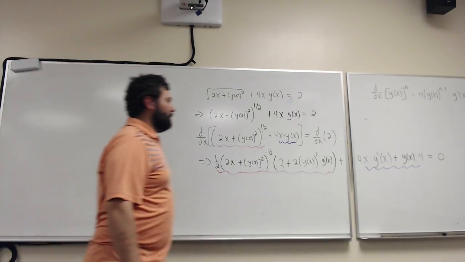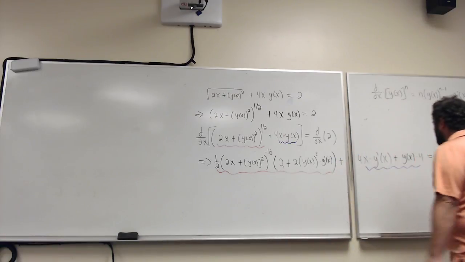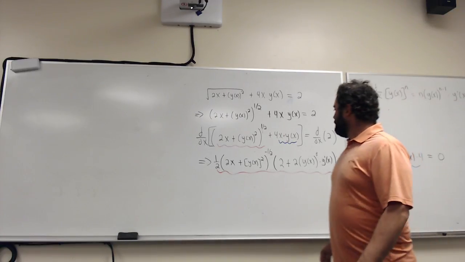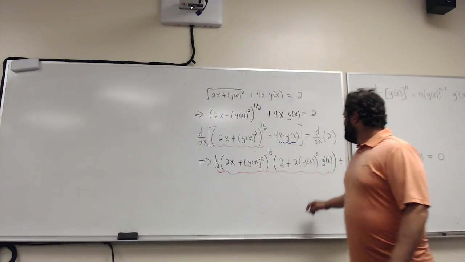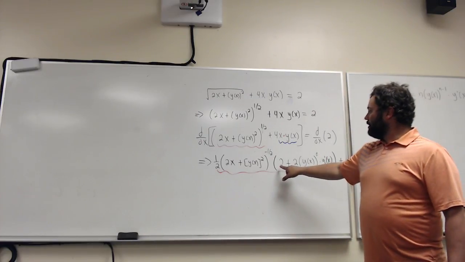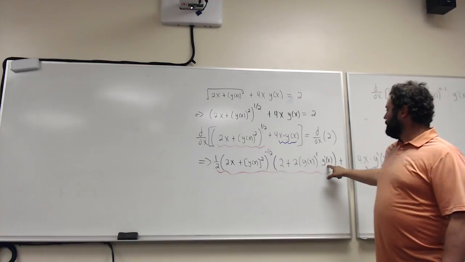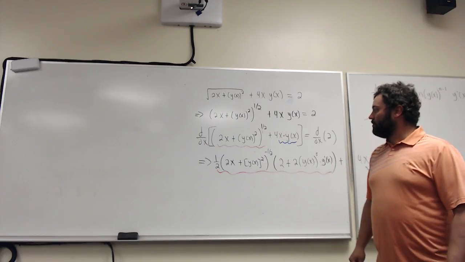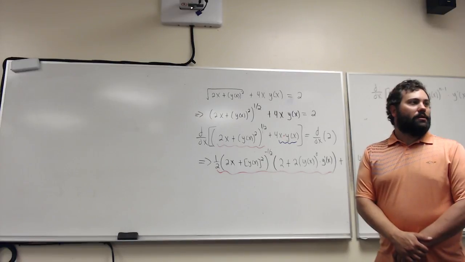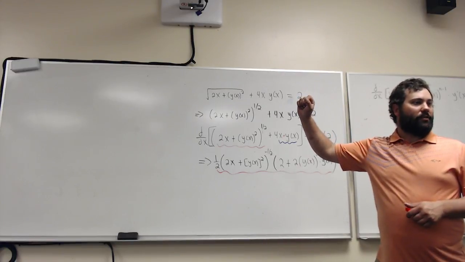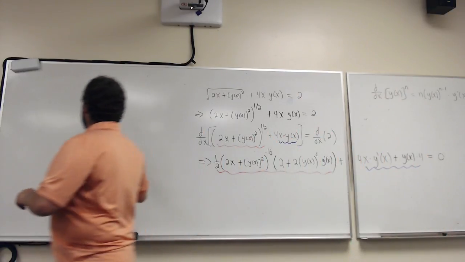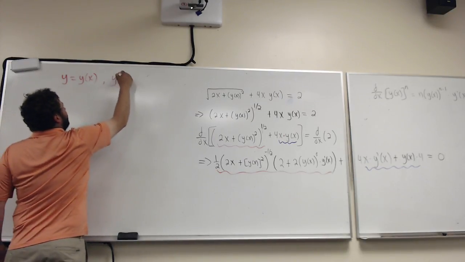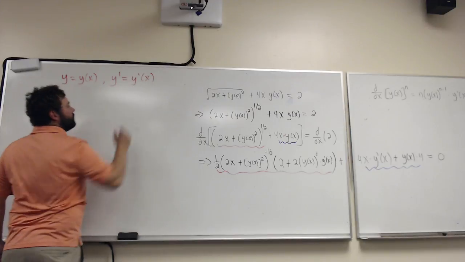Okay. And I know it's going to look really messy, but it's just the way it is. So first of all, in these parentheses, I have two terms, 2 and 2y of x, y prime of x. Actually, I'm going to go back to y's, because it's a pain to write the y of x's all the time. So I can rewrite this now. Remember, if y equals y of x, that's the same as saying y prime is y prime of x.